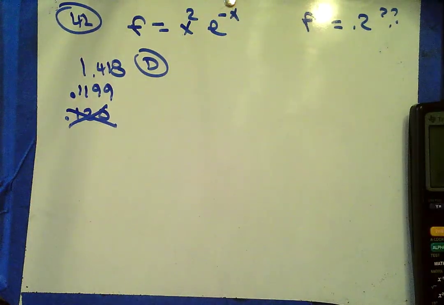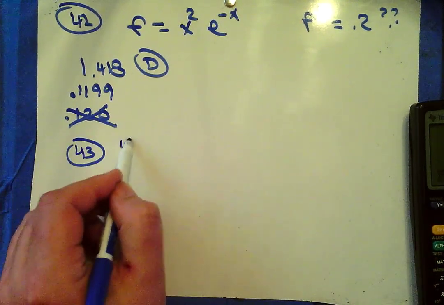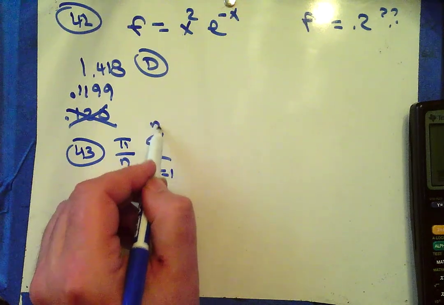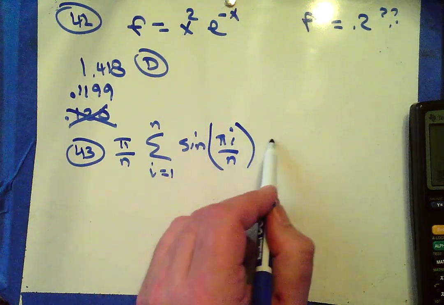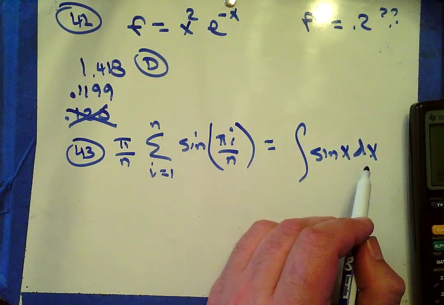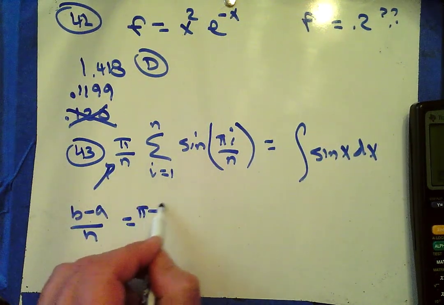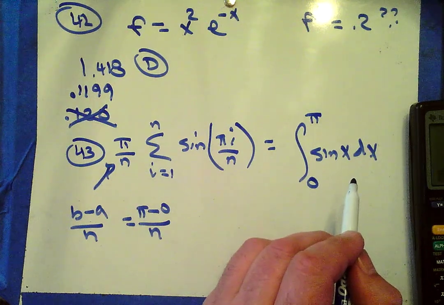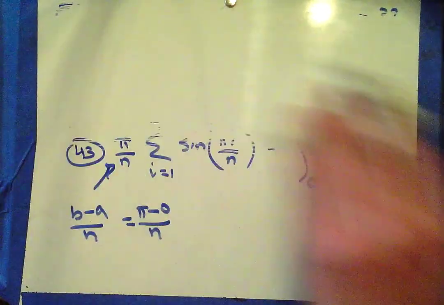Wow, easy. Okay, the Riemann sum for number 43. Pi over n, sigma i equals 1 to n of sine of pi i over n, is the integral of sine x dx from, this is b minus a over n, so we've got pi minus 0 over n, so 0 to pi. 0 to pi, sine x, that's choice A. Okay, 43 was A.